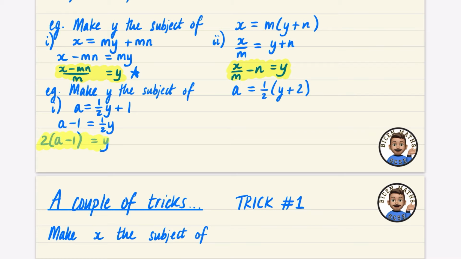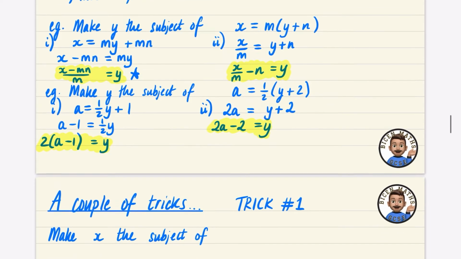Now let's try it the other method, which is the inverse operations. Inverse operations means just try and get rid of this thing to begin with. So it says it's y plus 2, and then it's being halved. The last thing was being halved, and the opposite of being halved is doubling, or multiplying by 2. So 2a is just equal to y plus 2, and now I'm going to subtract the 2, so 2a minus 2 equals y. And hopefully you can spot that these two things I've just highlighted are equivalent, because 2 brackets a minus 1 is 2a minus 2 when you expand the brackets.